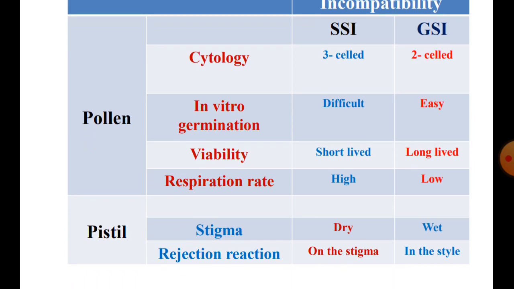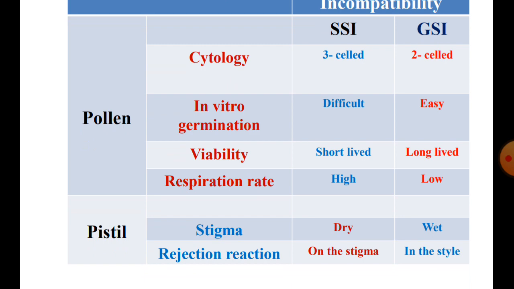In vitro germination is difficult in sporophytic self-incompatibility. That is, the pollen grains showing sporophytic self-incompatibility are difficult to germinate in artificial conditions or laboratory conditions, while pollen grains showing gametophytic self-incompatibility are easy to germinate in in vitro conditions. The viability of pollen grains is short in sporophytic self-incompatibility, while in gametophytic self-incompatibility, pollen grains are long-lived.